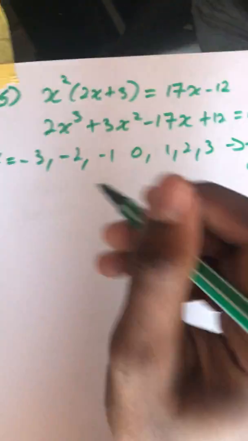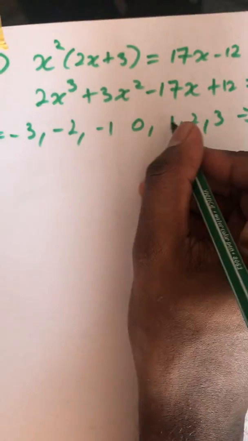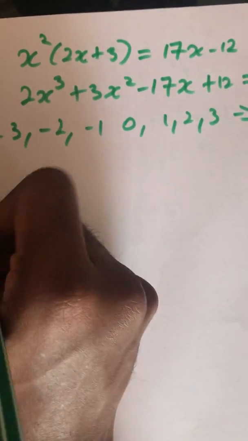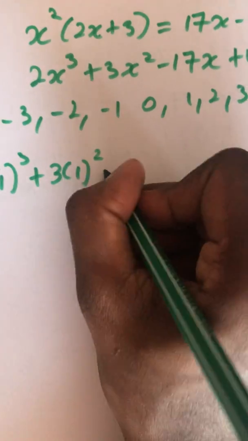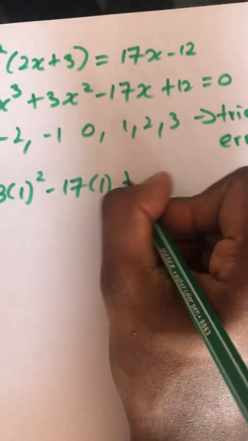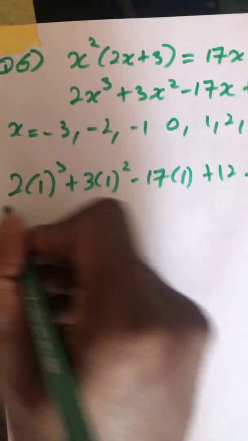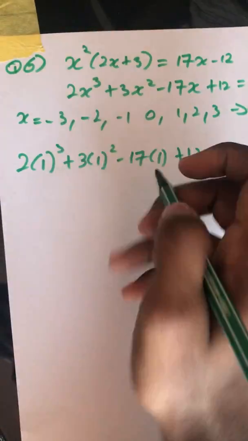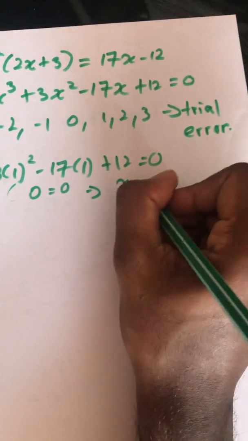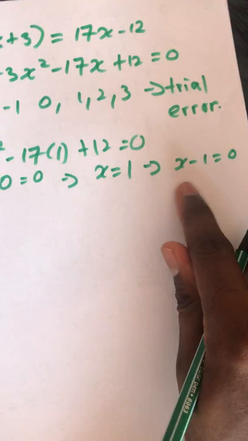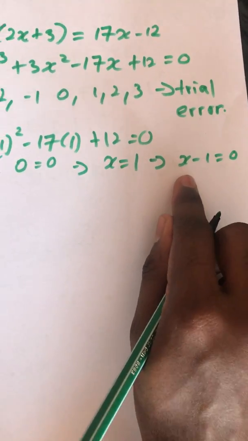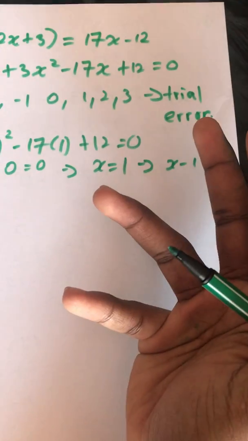Assuming I already did the calculation, 1 is actually a factor of it, and you have to show it. So I'll replace here: 2(1) cubed plus 3(1) squared minus 17(1) plus 12 equals 0. When you press this entire thing in the calculator, it will definitely give you 0 equals 0. So we can safely declare x equals 1 is a factor, also x minus 1 equals 0. With this, we can perform long division on this whole function. Why do I do long division? Because I already got one of the factors.